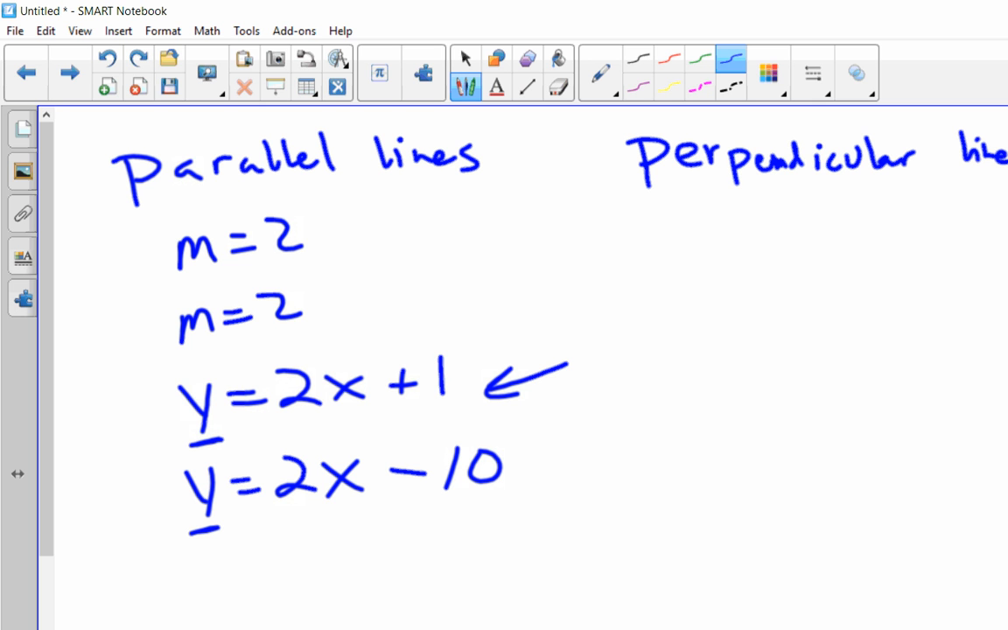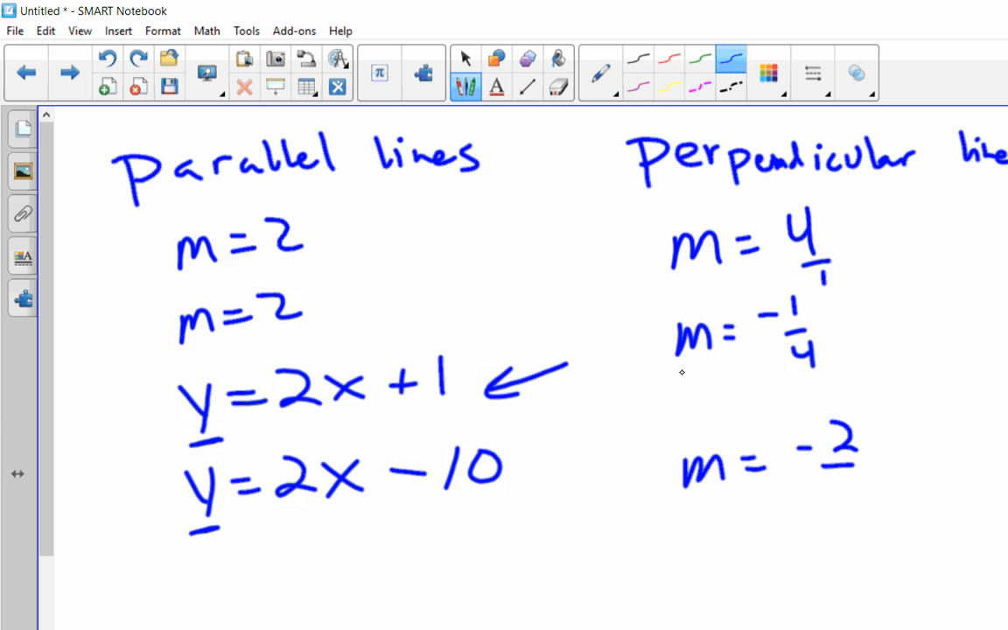Okay, perpendicular lines, the slopes are going to be opposite reciprocal. So if I get a slope of 4, opposite means that, in this case, that was positive, my other one has to be negative, and reciprocal means I'm going to flip it. So remember, 4 is really 4 over 1. So when I flip it, I get 1 over 4. So I get a different sign, and I've flipped it. If I get something like this, a slope is negative 2 over 7, well, I know the other slope has to be positive, and I'm going to flip it.